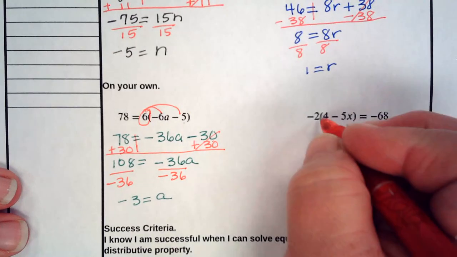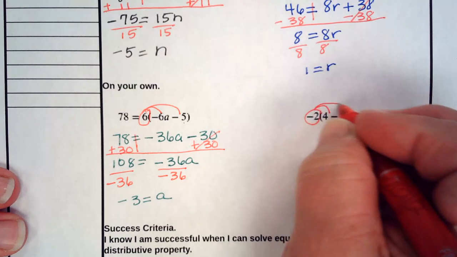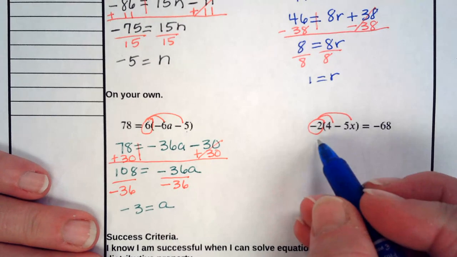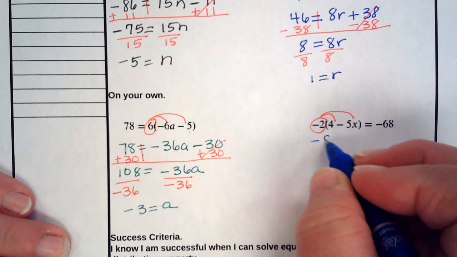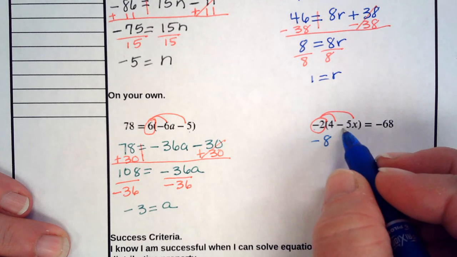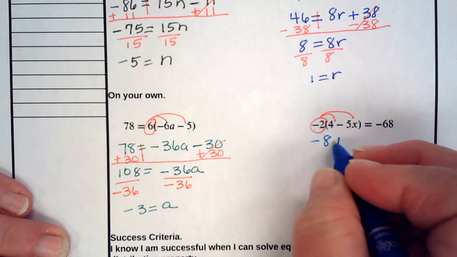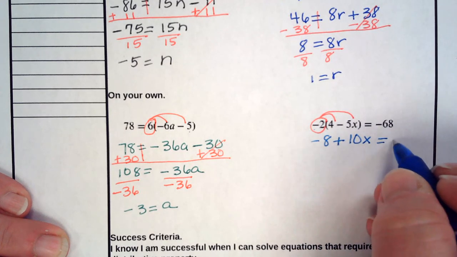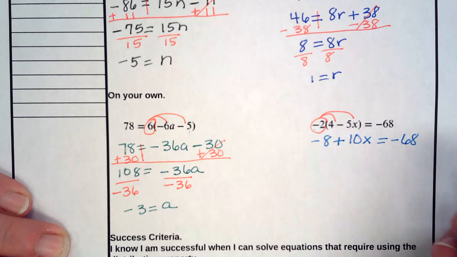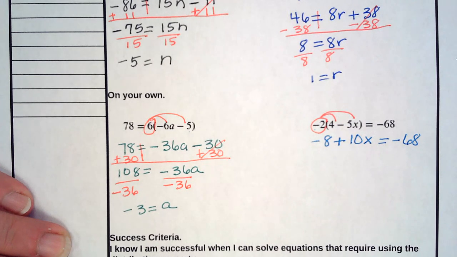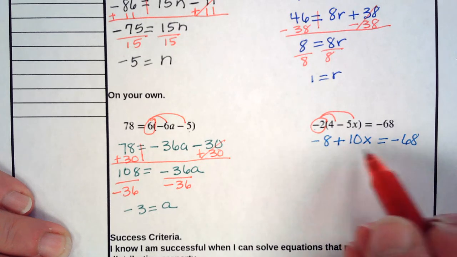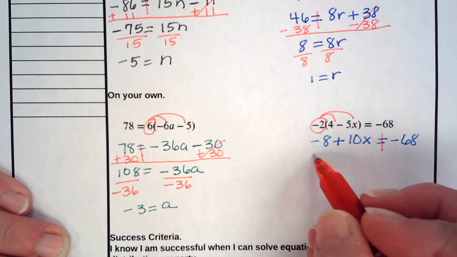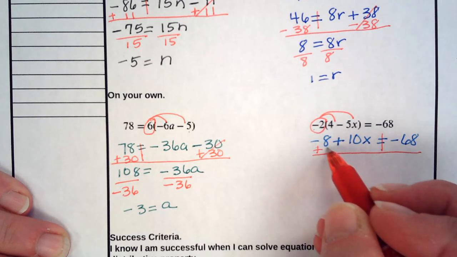Well, I hope you tried. We've got to distribute the negative 2. So, negative 2 times 4 is negative 8. Negative 2 times negative 5, negative times negative is a positive. 2 times 5 is 10, followed by your x. Bring down the is equal to negative 68. That part has not changed. Okay, if I need to get my 10x by itself, I've got negative 8 attached. What is the opposite of negative 8? Positive 8.